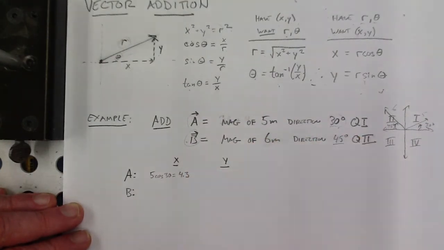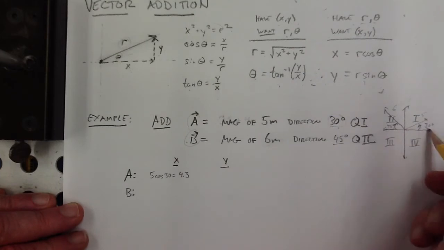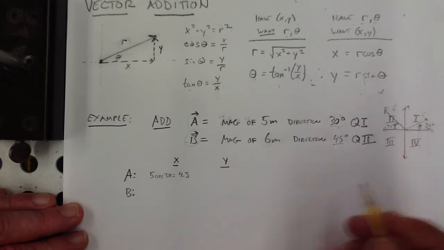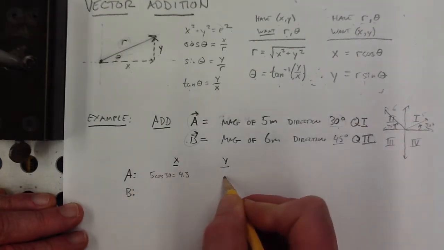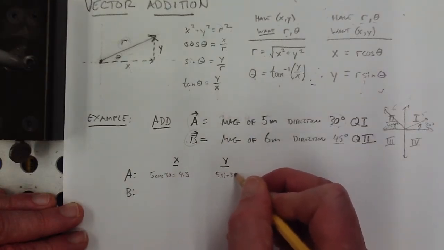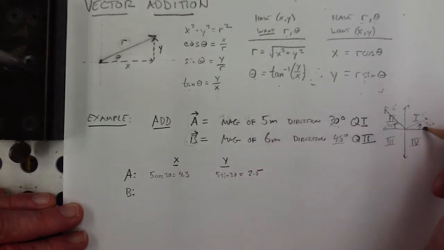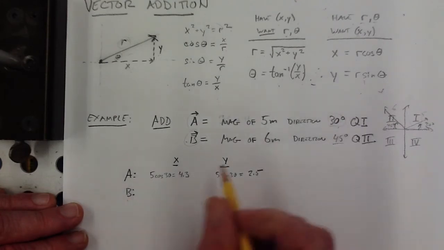4.3. Okay? Should it be positive or negative? Well, I'm in the first quadrant, so that x is going to be positive. Okay? How about the y part of that? Well, that's 5 sine 30. And that's 2.5. And that should be positive because I'm in the first quadrant. Okay? How about the b vector?